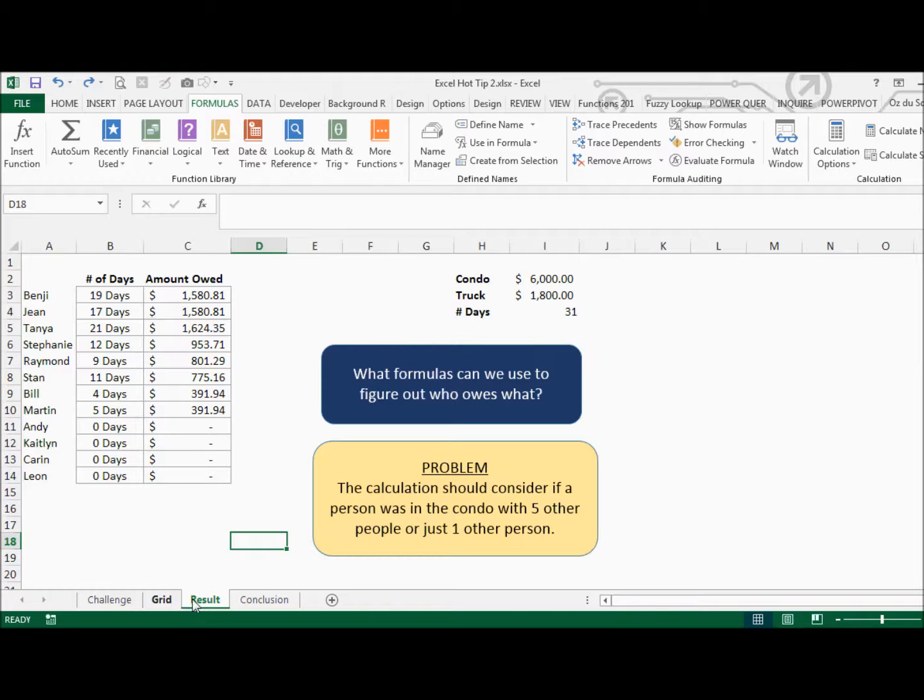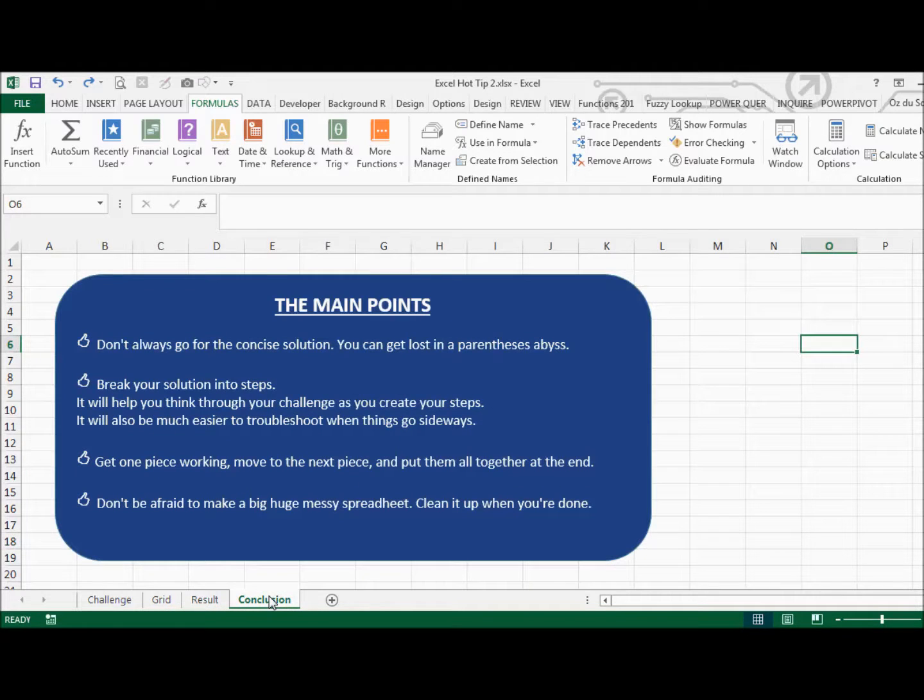Let's look at our conclusion. The conclusion is, don't always go for the concise solution. You can get lost in a lot of parentheses trying to do everything all at once. We see that there were a lot of steps, and we put them all in different areas, and it might look like a mess, it might look confusing, but our math is right. Get one piece working, then move to the next piece, then you can put them all together at the other end. And don't be afraid to make a big mess.